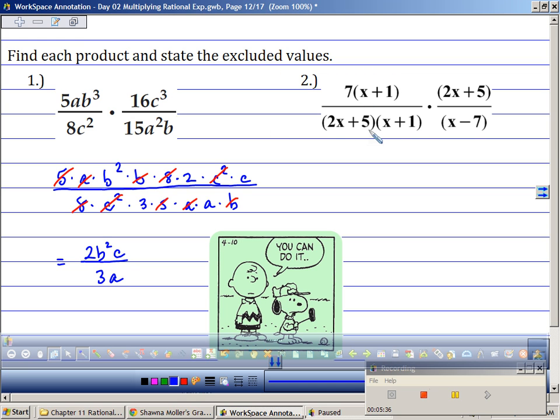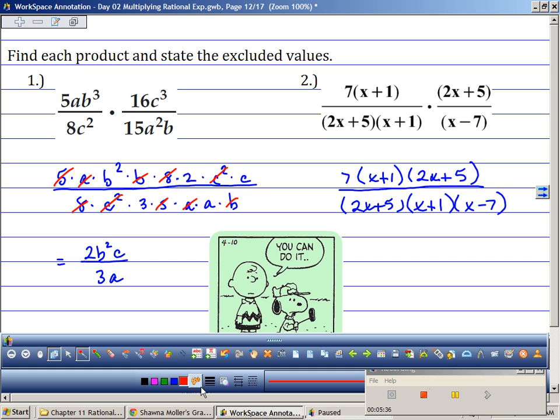Okay, let's do this one. Let's multiply straight across. 7 times x plus 1 times 2x plus 5, all over 2x plus 5 times x plus 1 times x minus 7. What do I need to get rid of? 2x plus 5. What else? X plus 10. I always like doing this. This is really easy. Did you just check your letters?